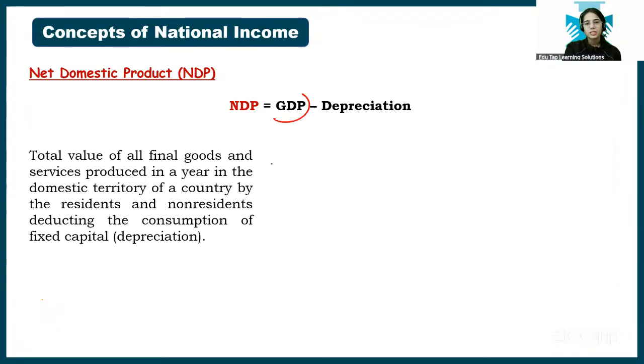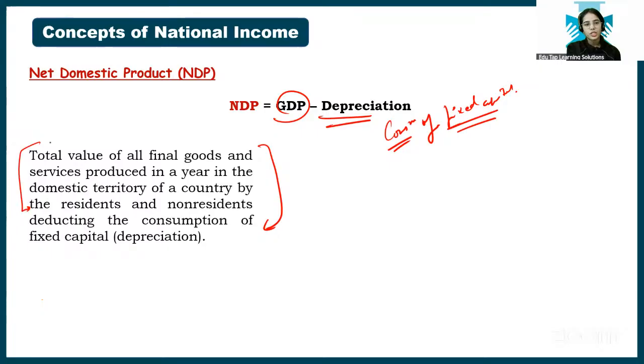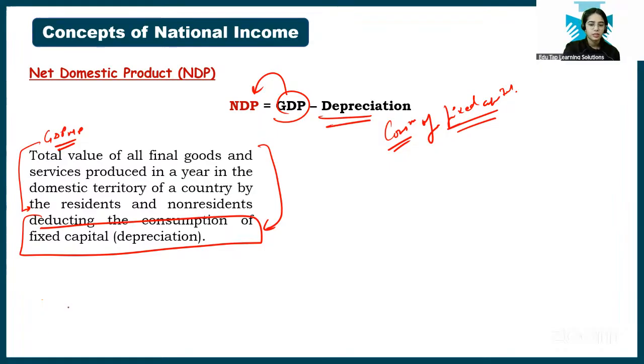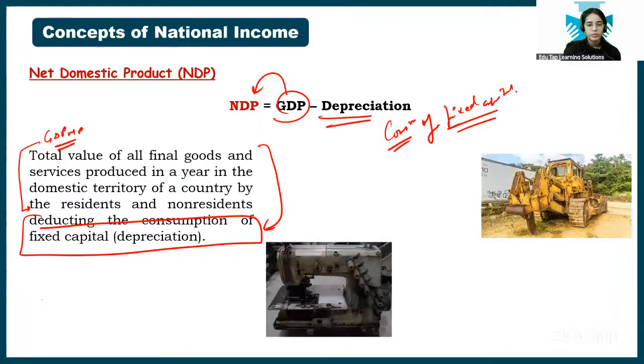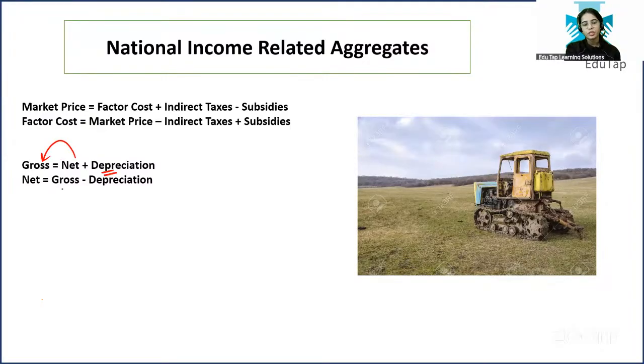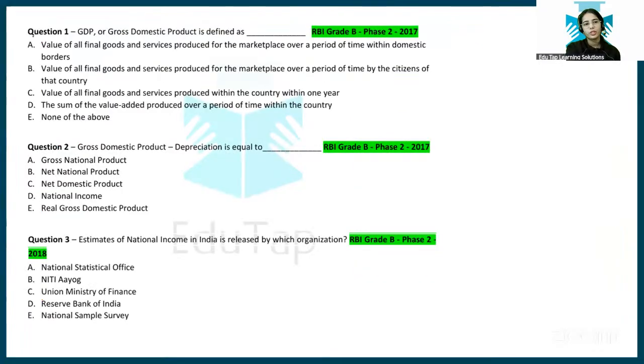Now, this is the definition of GDP at MP. Depreciation is also known as consumption of fixed capital. We are converting the GDP at MP to NDP, so deduct the depreciation, deduct the consumption of fixed capital. That's it. So net to gross, add the depreciation. Gross to net, deduct the depreciation. Any confusion in these two national income related aggregates conversion that we have discussed? No. Try to answer this question first.